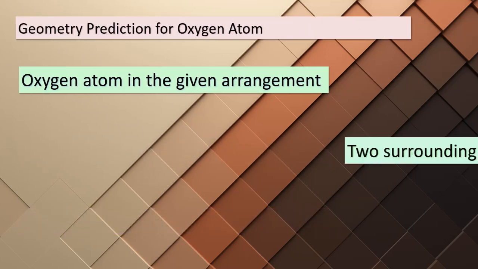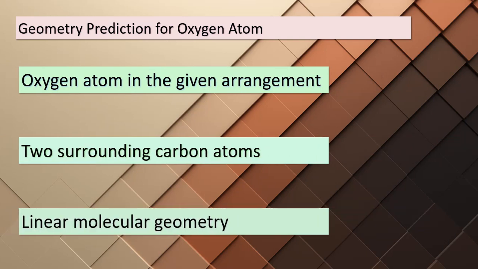Greetings, knowledge seekers. Let's shift our attention to the oxygen atom in our arrangement. This atom is flanked by 2 carbon atoms. Applying the VSEPR model here reveals a linear geometry. Imagine the oxygen atom at the center and the carbon atoms on either side, like a straight line.